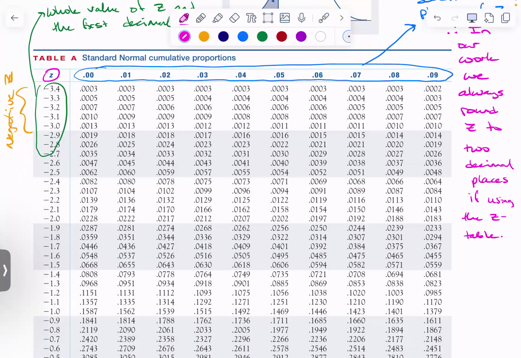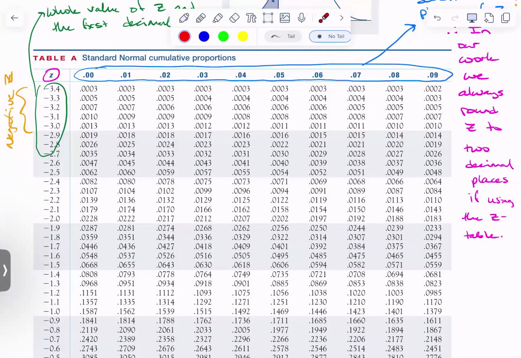As foreshadowing, we are going to be migrating towards using the T table later, which confusingly has 3 decimal places. And so that's why I added the caveat if using the Z table. But for now and for test 1, we're just using the Z table. So that's a good rule to have.